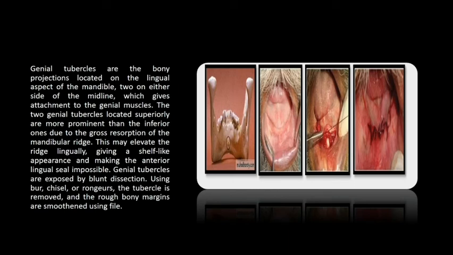Genial tubercles are the bony projections located on the lingual aspect of the mandible, two on either side of the mandible, which give attachment of the genial muscle. The two genial tubercles located superiorly are more prominent than the inferior ones due to the gross resorption of the mandibular ridge. This may elevate the ridge lingually, giving a shelf-like appearance and making the anterior lingual seal impossible. Genial tubercles are exposed by blunt dissection using a bur, chisel or rongeurs. The tubercle is removed and the rough bony margins are smoothed using a file.